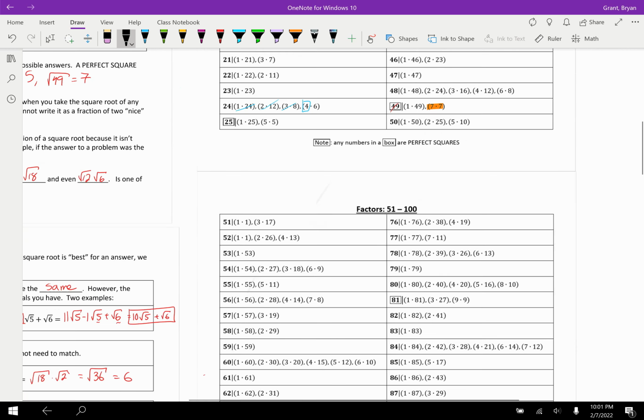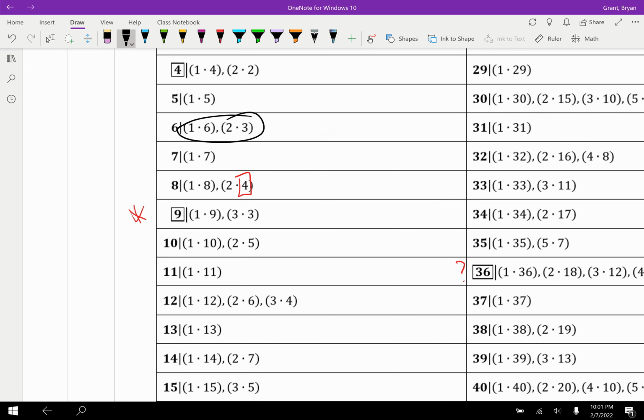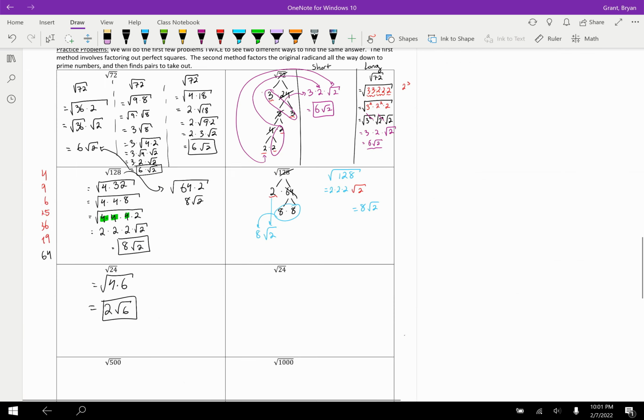The fact, though, that there were no more perfect squares with 4 or with 24 tells me that 6 will not have any perfect squares, and it doesn't. Great. What about that factor tree method?